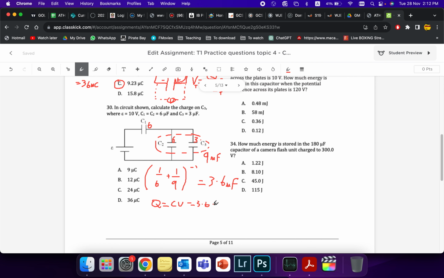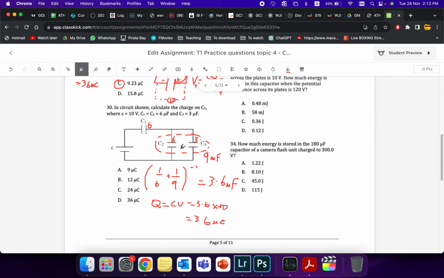3.6 that I've just found, multiply that by the battery, which we have is 10, which is going to give me 36 microcoulombs. Now that I have figured out the total charge, I can find the individual charge here if I know the voltage across this. These two do have the same, just like above, they're parallel, they're the same voltage, but they're sharing it with C1.